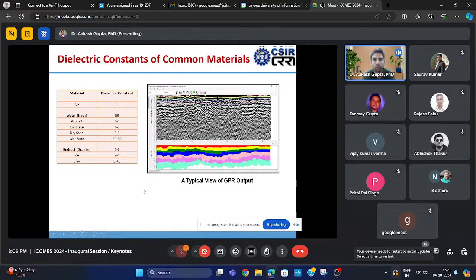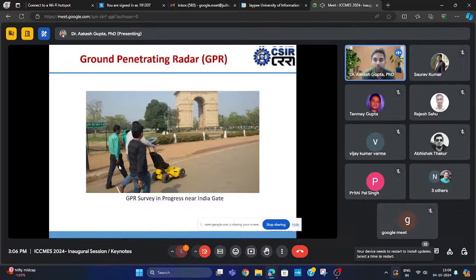Asphalt has a dielectric constant in the range of 3 to 5, concrete is 4 to 8, dry sand 3 to 6, wet sand 20 to 30. Because the sand is wet, and you see for water the dielectric constant is 80. For dry sand, the dielectric constant is 3 to 6. But when water is there with the sand, wet sand, the dielectric constant jumps to 20 to 30. With the help of these things, we are able to determine the thickness.